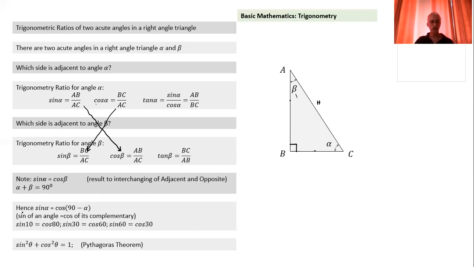Let's understand this statement with a few examples. Sine of 10 will be equal to cos of what angle? Sine of 10 will be equal to cos of the angle complementary to 10 degrees. Complementary angle for 10 degrees, 80. Similar way, sine of 30 will be equal to cos of which angle? Sine of 30 will be equal to cos of its complementary angle, which is 60 degrees. And sine of 60 will be equal to cos of its complementary angle, which is 30.